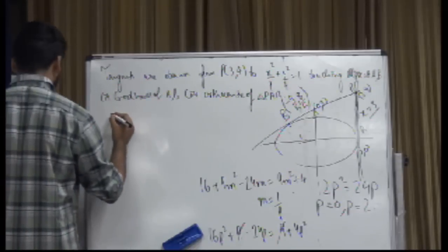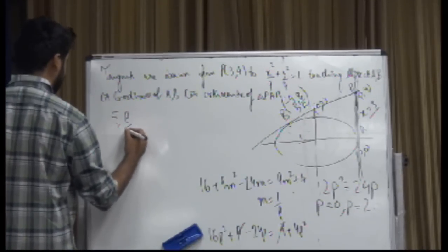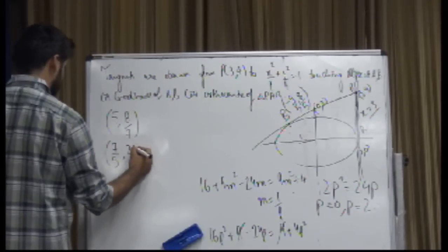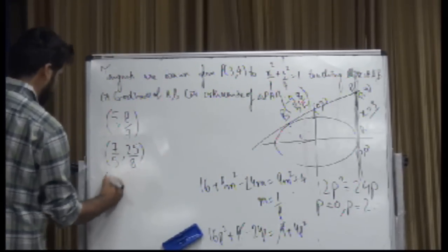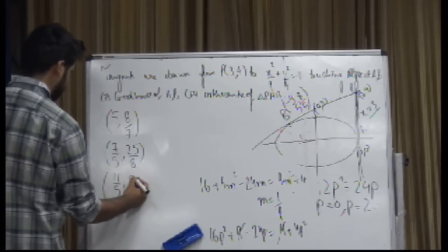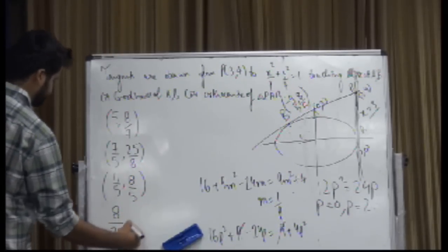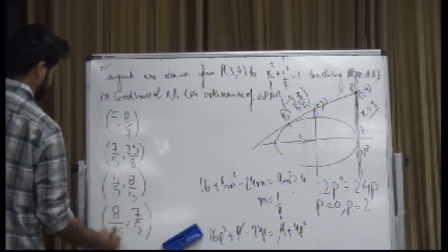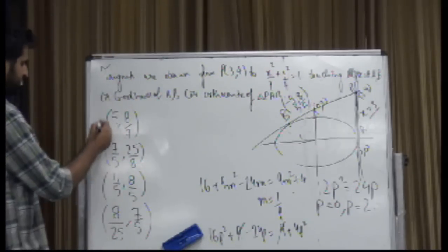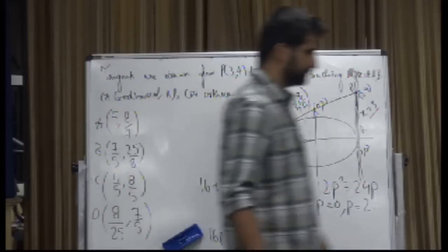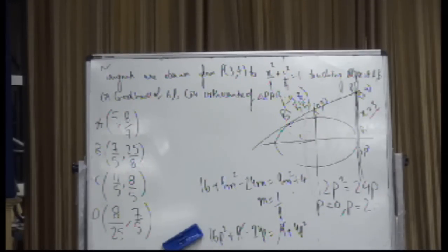So first option is 5 comma 8 by 7. Second is 7 by 5 comma 25 by 8. Third is 11 by 5 comma 8 by 5. Last is 8 by 25 comma 7 by 5. So these are the 4 options, A, B, C, D. So tell me which one is the answer. Of course you will have to do some calculations.